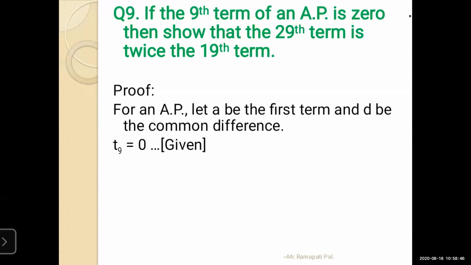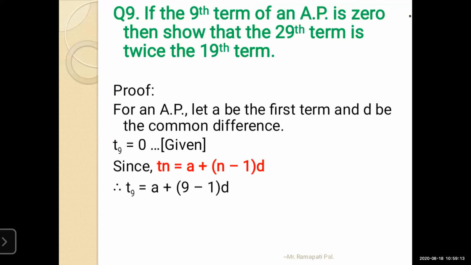which formula are we going to use here? Tn. Correct. Tn is equal to A plus (n minus 1) D. We know that T9 is equal to A plus (9 minus 1) D. 9 minus 1 is 8. T9 is 0. So 0 is equal to A plus 8D. Means A plus 8D is equal to 0. That is equation number 1.